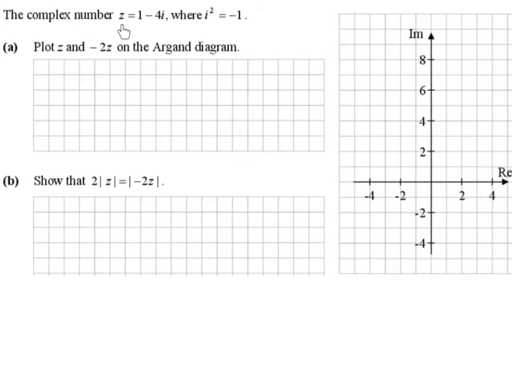The complex number z equals 1 minus 4i, where i squared equals minus 1. Plot z and minus 2z on the Argand diagram. This is the real axis, this is the imaginary axis. And then show that 2 times the modulus of z is equal to the modulus of minus 2z.